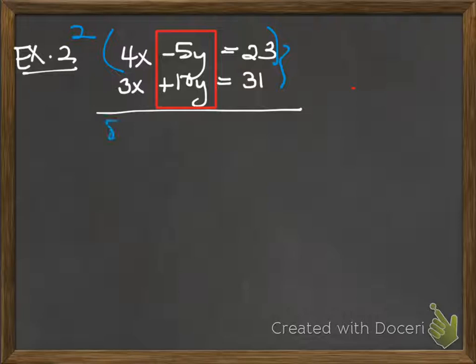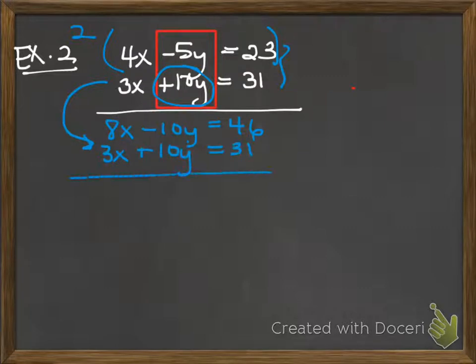2 times 4 is 8x. 2 times negative 5 is negative 10y. 2 times 23 is going to be 46. Now, will this negative 10y right here cancel with that positive 10y? Yeah. It sure will. So this is a little bit easier than the first example. So we don't have to multiply the other one. All I have to do now is bring that one down. And now I have 3x plus 10y is equal to 31.